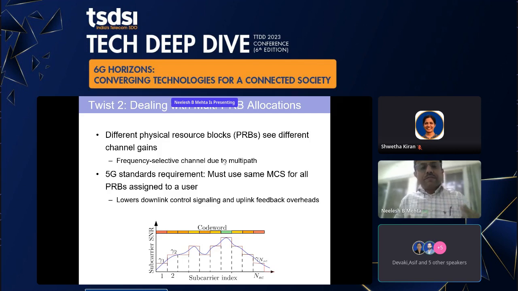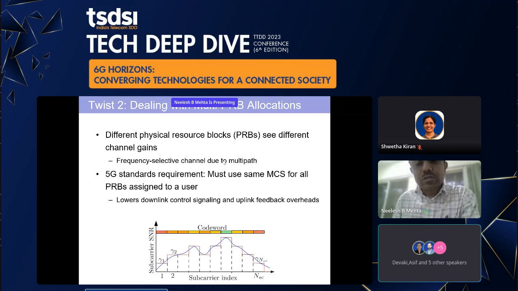It varies over different PRBs or subcarriers. But the 5G standard requires that when you transmit a packet, a code, a transport block, as they call it, to a user, you must use the same modulation encoding scheme across all the PRBs, regardless of what their state is. So you're transmitting over PRBs, some of which have bad channels, some of which have good channels, but you must stick to the same modulation encoding scheme. So the question that arises is, how do I figure out which modulation encoding scheme to use? So that's the second twist.